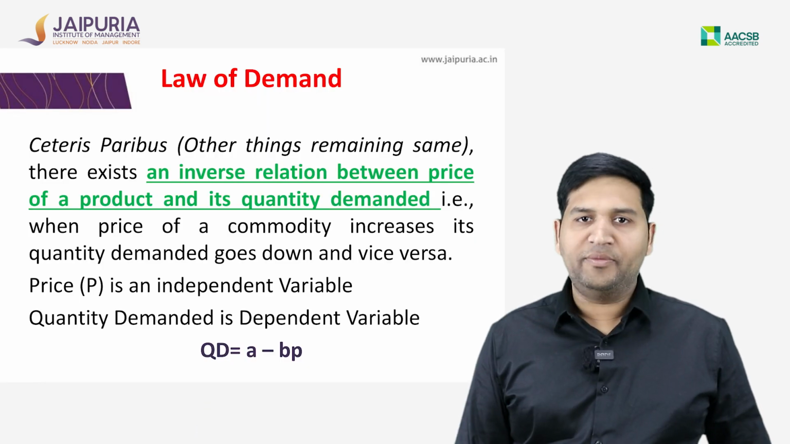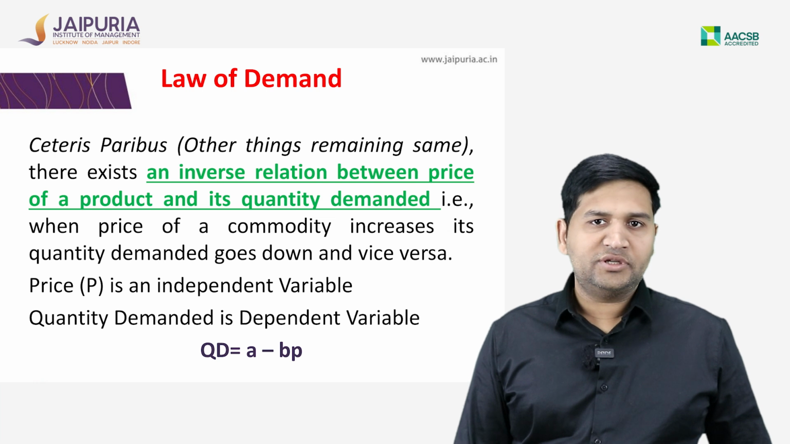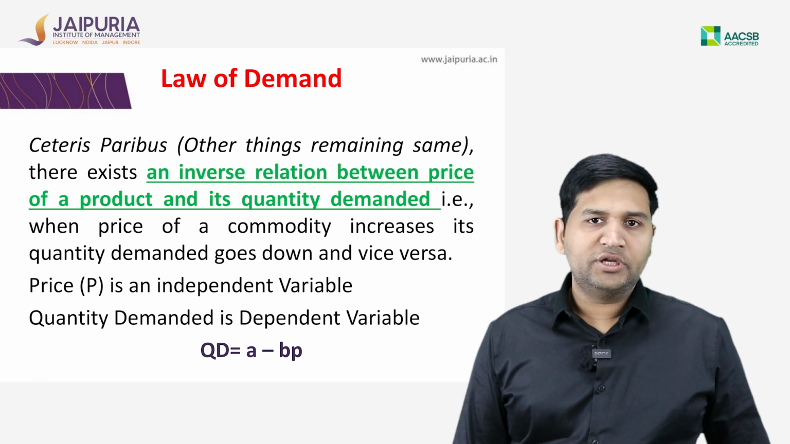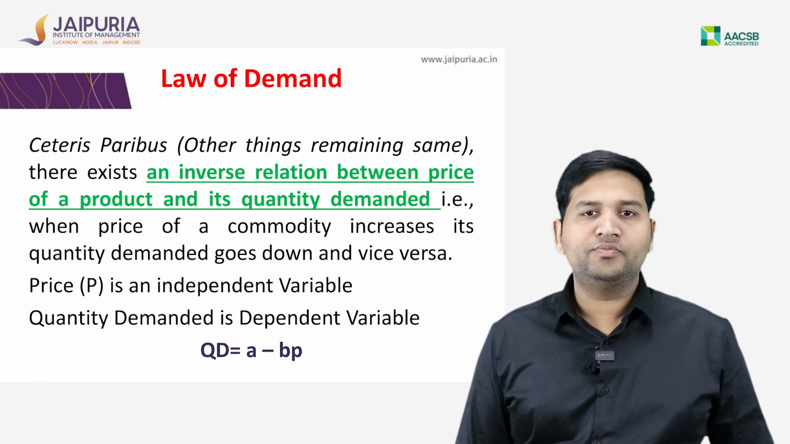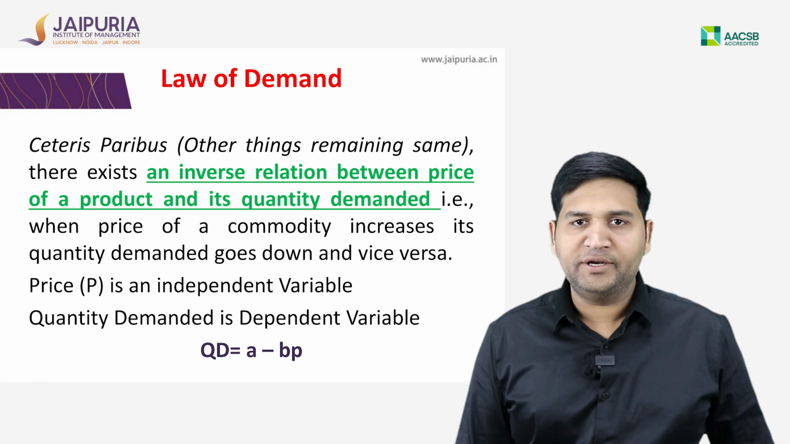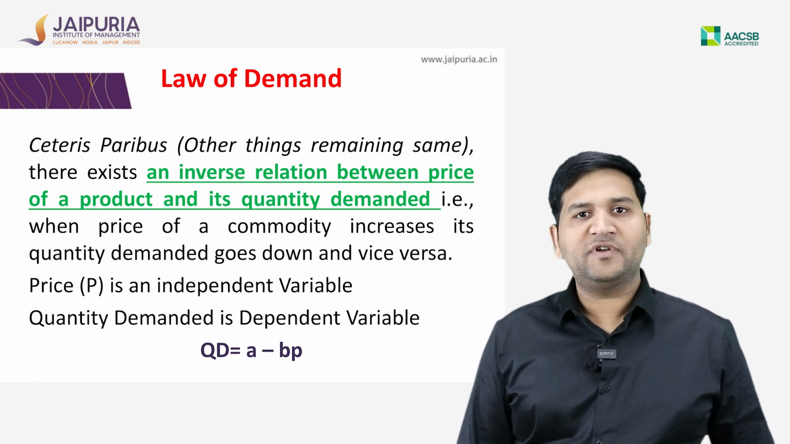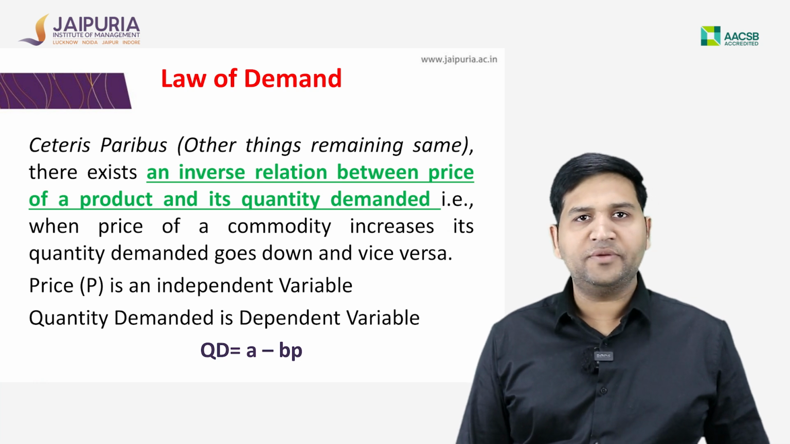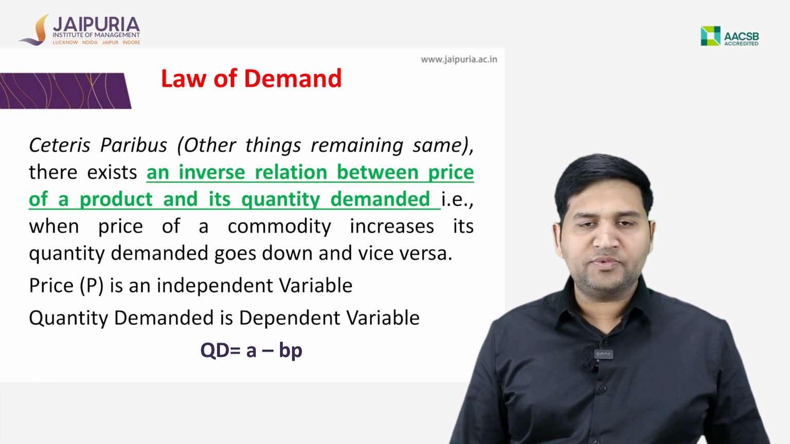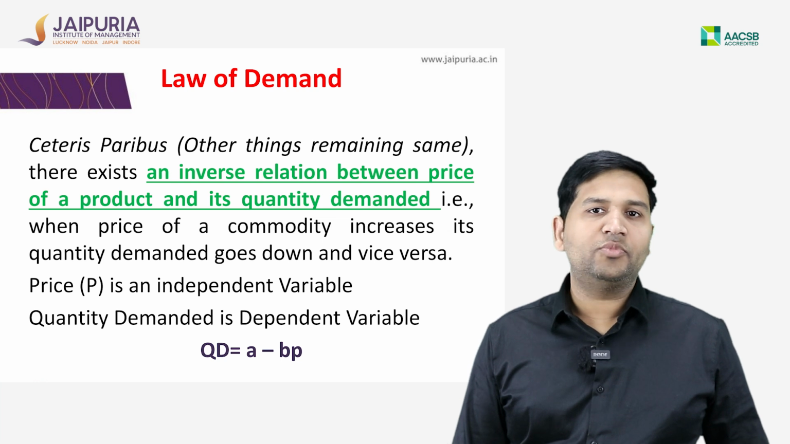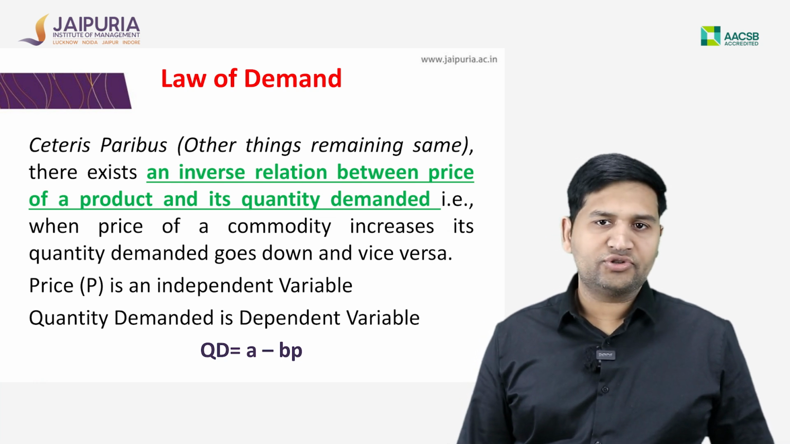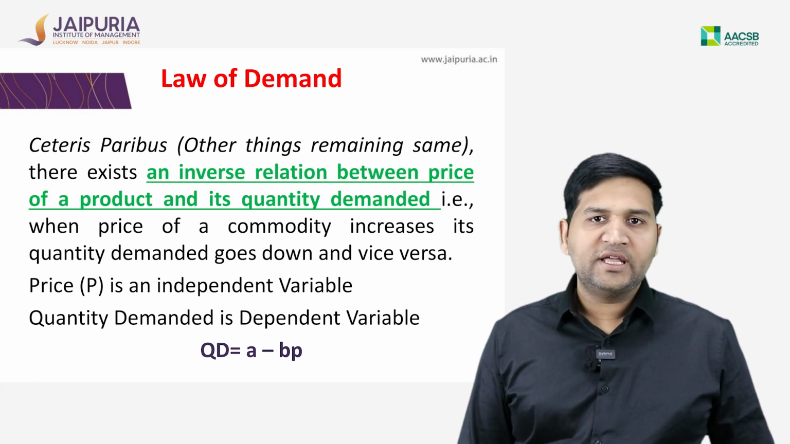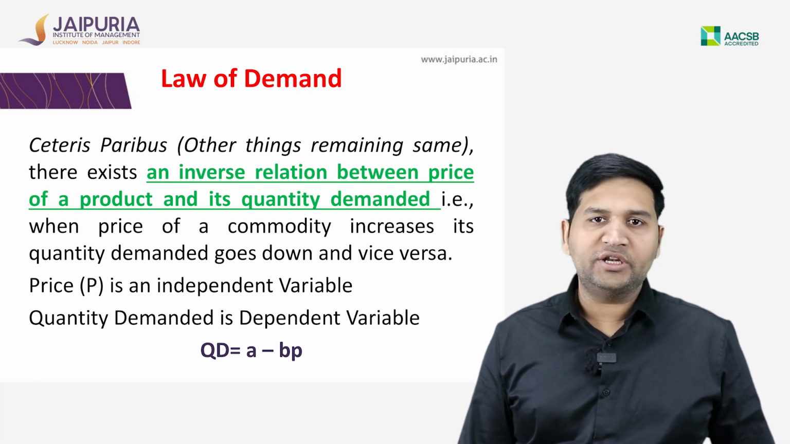This could be explained with the help of the law called law of demand. Ceteris paribus, that is keeping other things constant, there exists an inverse relation between price and quantity demanded. In this relation we have taken price as independent variable and quantity demanded as dependent variable. Generally it has been observed that when price of a commodity increases, its quantity demanded decreases, and when price of a commodity decreases, its quantity demanded increases.